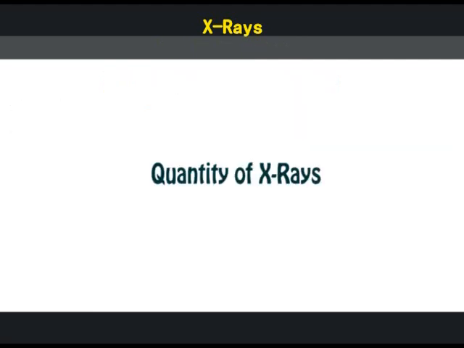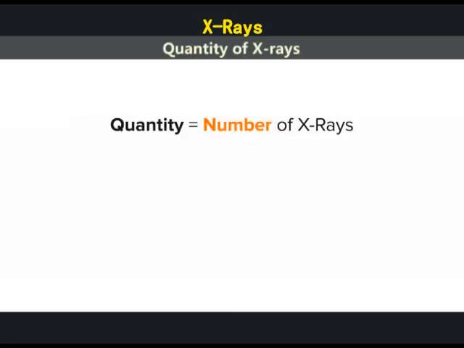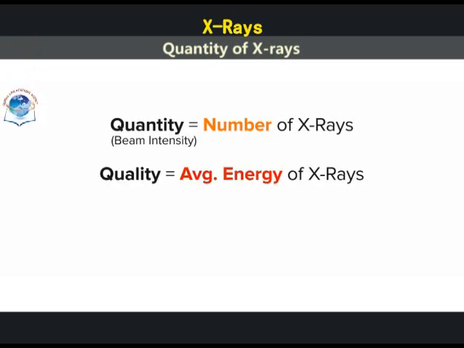Quantity of X-rays. Quantity refers to the total number of X-rays in a beam. This is sometimes called the beam intensity and depends on the heating current. The greater the heating current, the greater the number of electrons produced, and hence the more the X-rays. Quality refers to the average energy of the X-rays. Sometimes we call it the strength of the X-rays and depends on the speed of the electrons. This in turn depends on the accelerating potential difference between the cathode and the anode.